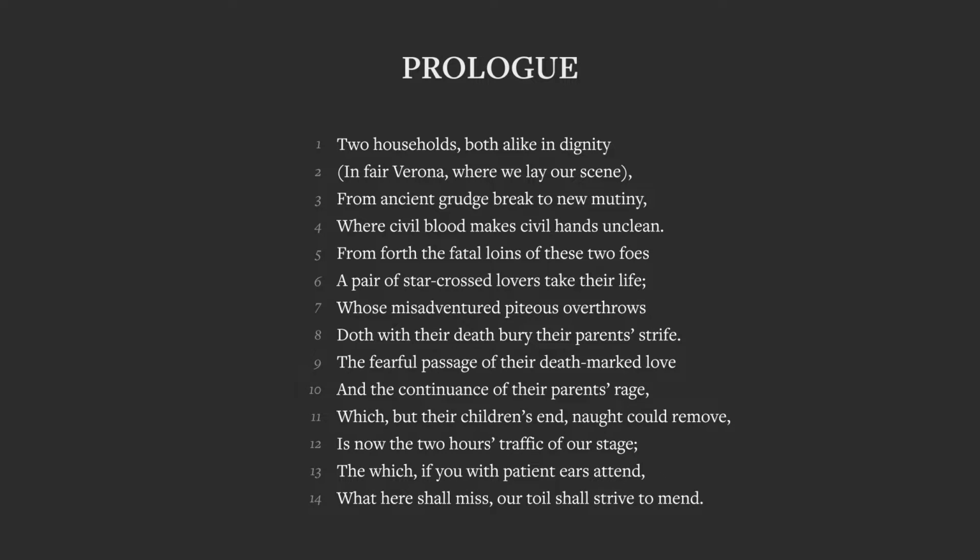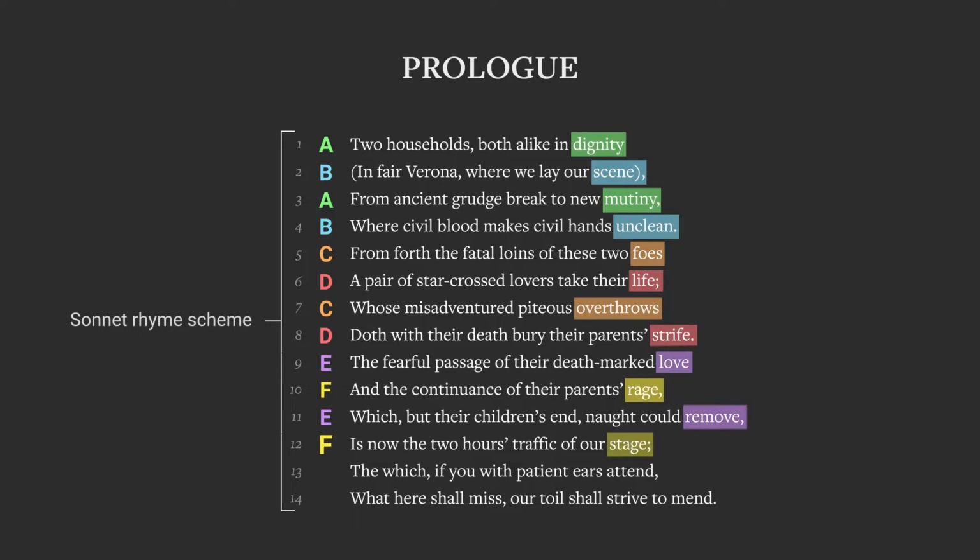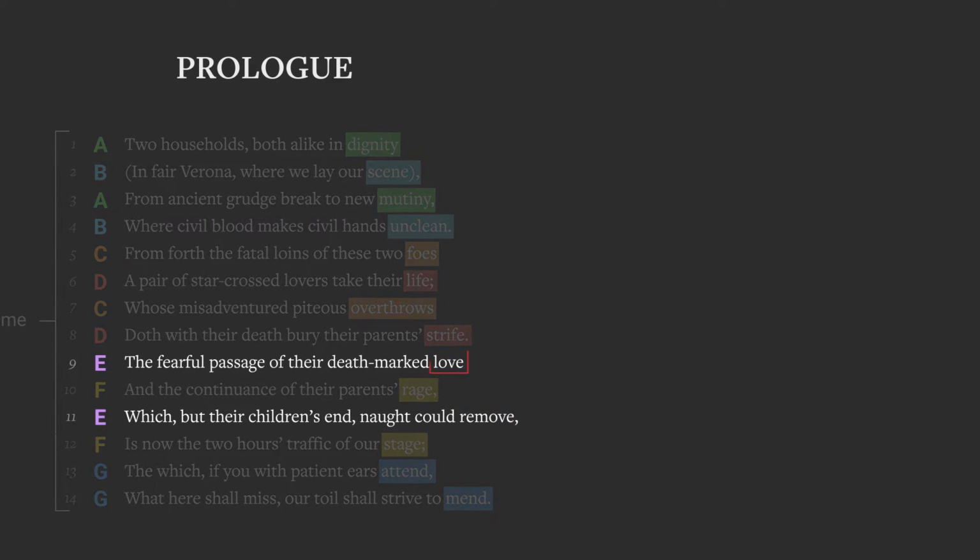The very first one is that the prologue itself is actually using a sonnet rhyme scheme. So there are many different rhyme schemes, and it is specifically using the A, B, A, B, C, D, C, D, E, F, E, F, G, G rhyme scheme. Now, what you're gonna notice is that everything there seems to rhyme. They all check out except for love and remove. So this is really interesting.